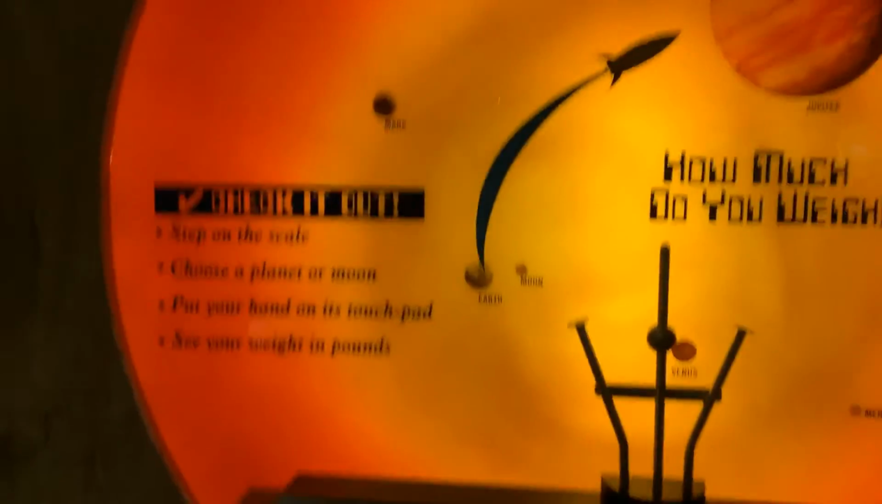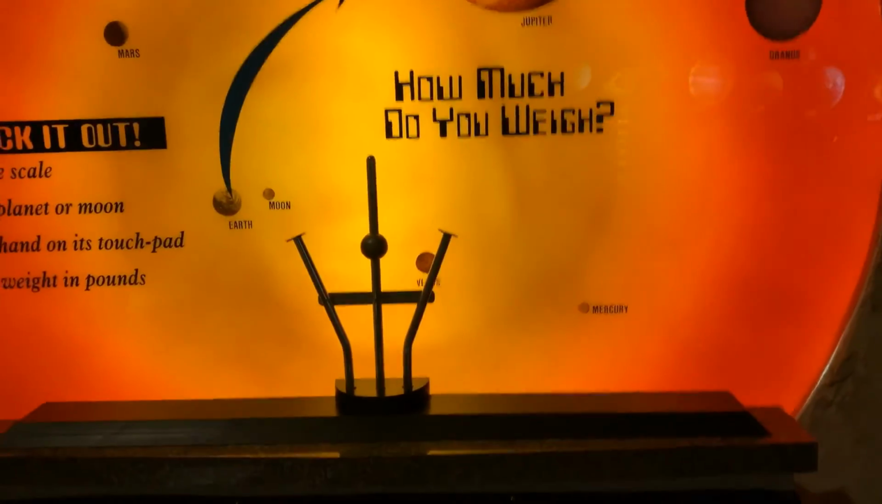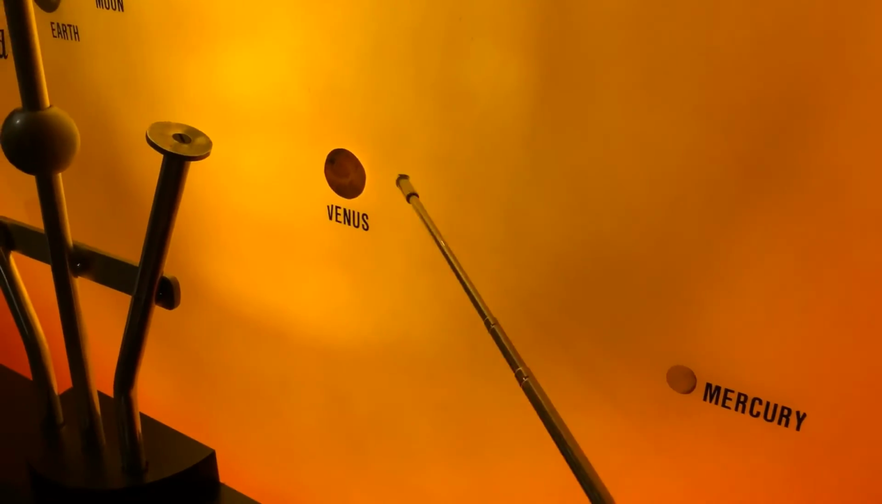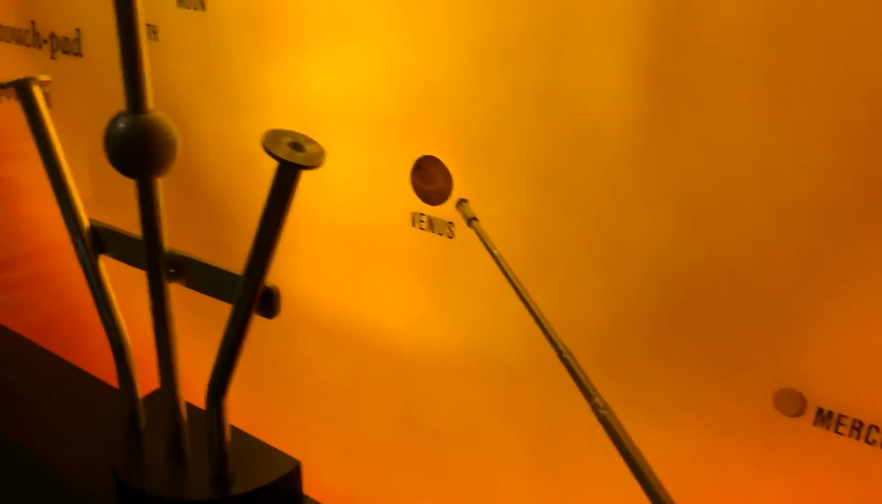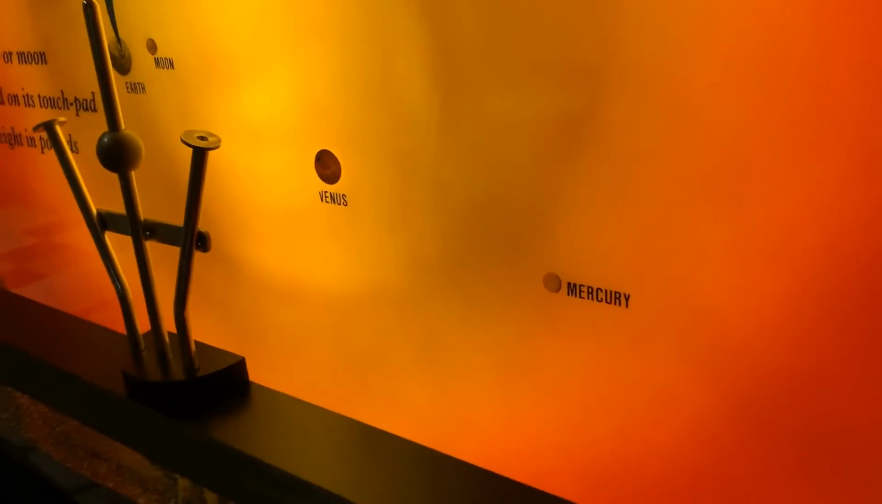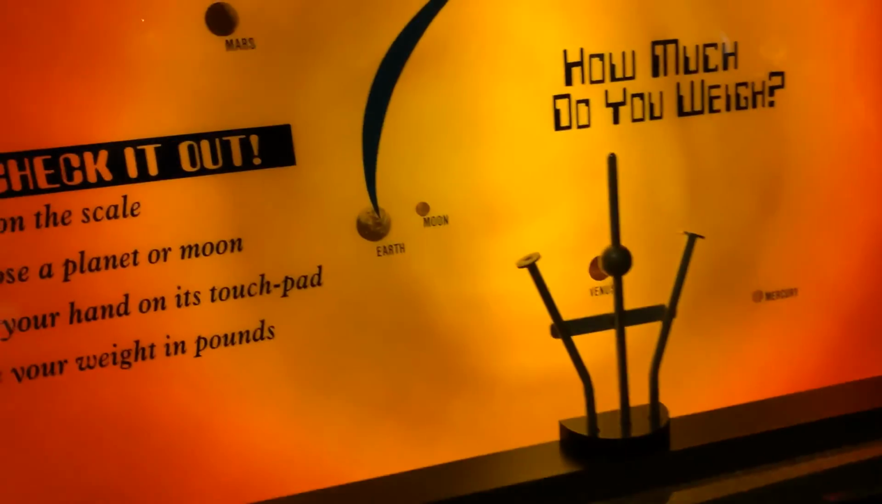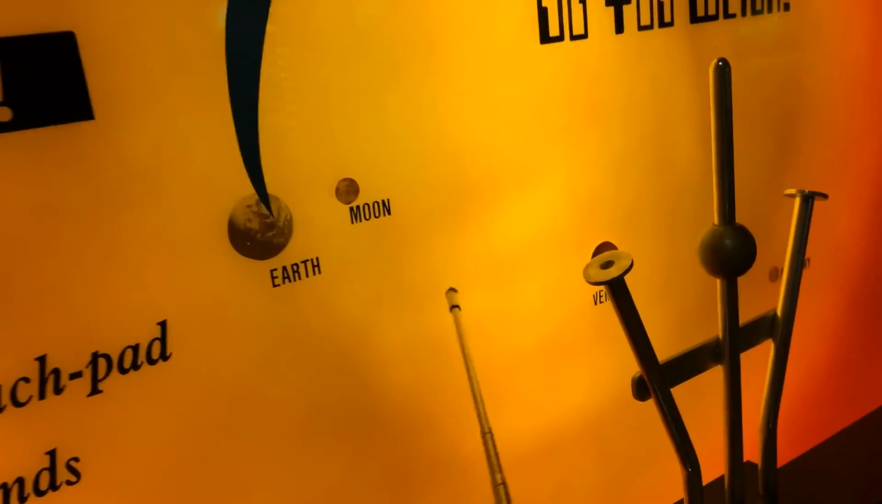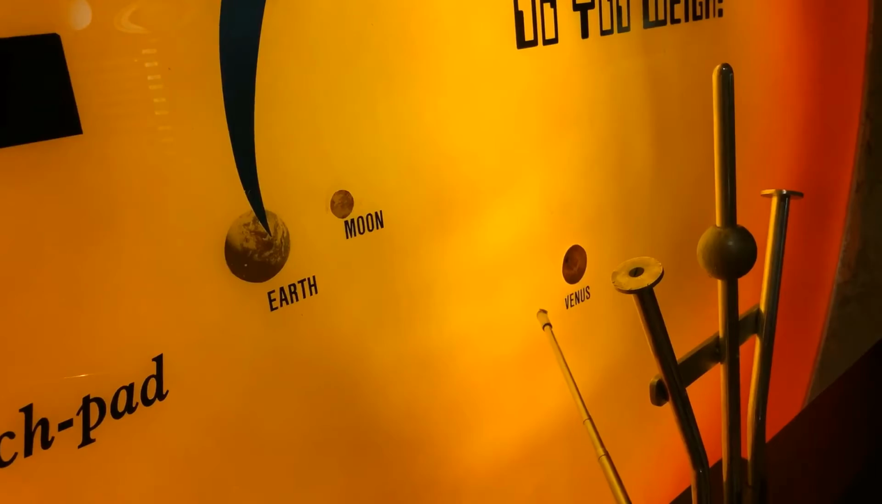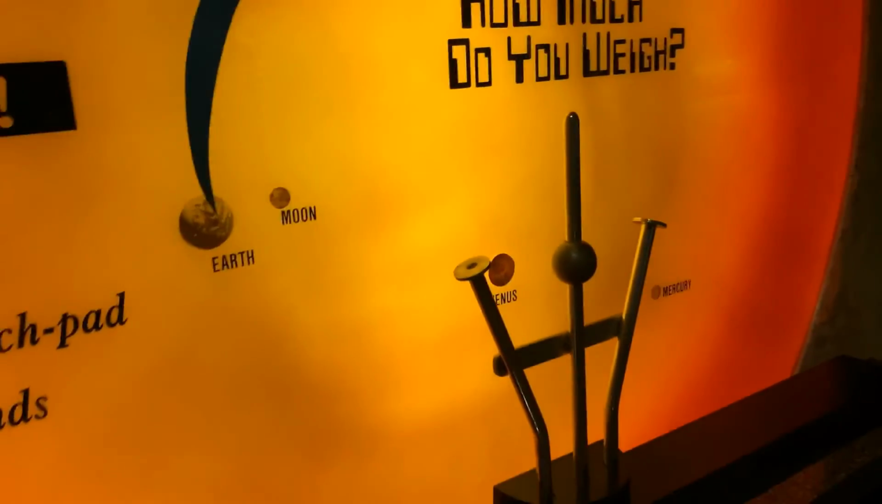Let's now go over to a smaller celestial body. We have not done Venus. Venus is the second planet from the sun as far as distance. You see Venus, you see Earth. Venus, Earth. Looks like a little bit smaller. Let's see what happens.